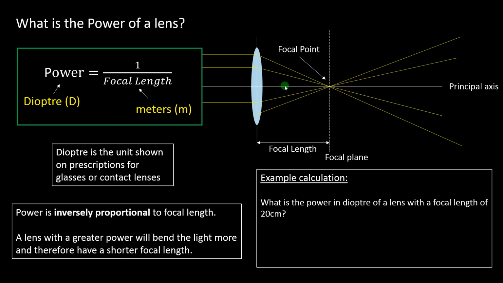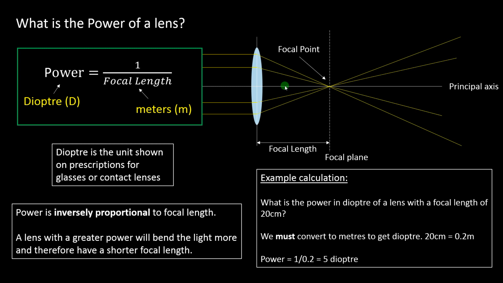So what is the power in diopter of a lens with a focal length of 20 centimeters? Well, the trick here, of course, is that we've been given centimeters and not meters. So the first thing we need to do is to convert the centimeters to meters. So 20 centimeters is 0.2 meters. And then the power of the lens is just 1 divided by 0.2, so 5 diopter.